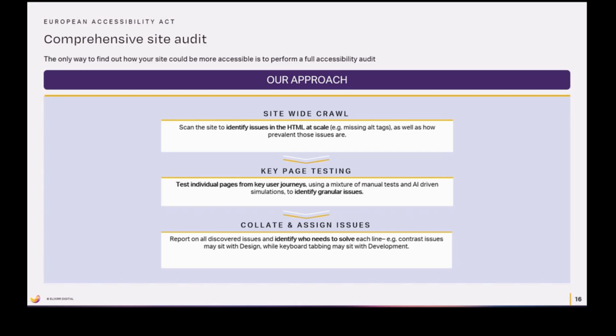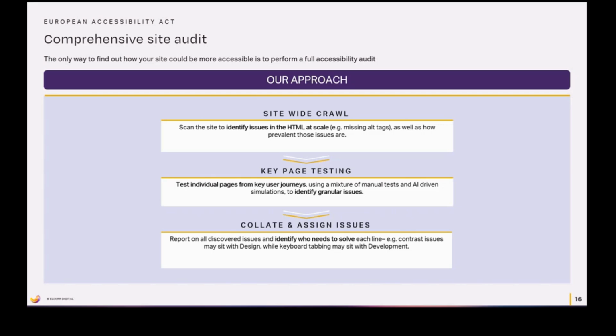We can also perform key page testing, so we can test individual pages manually from key user journeys, whether that be conversion pages, product pages, service pages, anything that's lead gen focused. We can have a look at those. We can use a mixture of manual tests and AI-driven simulations to identify granular issues. Obviously, we can get each page to work, but the flow between the pages needs to work too, so that would help with that.